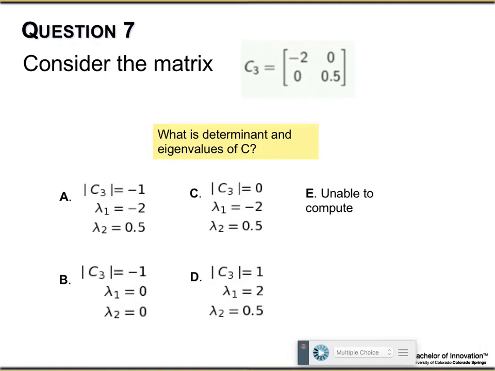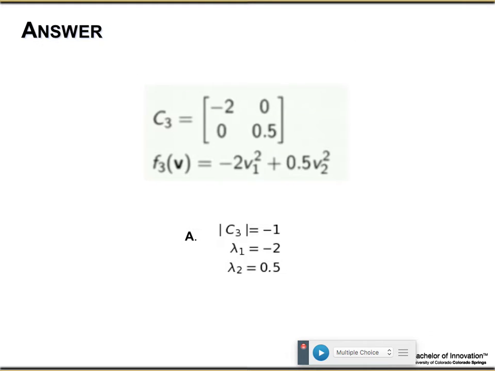The correct answer was A, right? So first, the eigenvalues can just be read off. The eigenvalues are -2 and 0.5. And the only question between A and C was, what's the determinant? Well, it's AD minus BC, and BC is 0, so it's A times D, and you get -1.